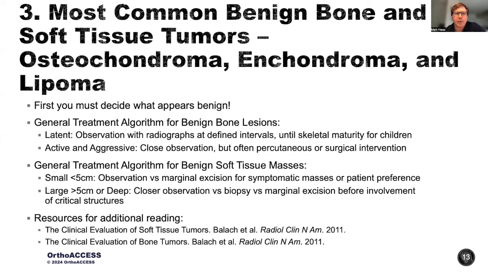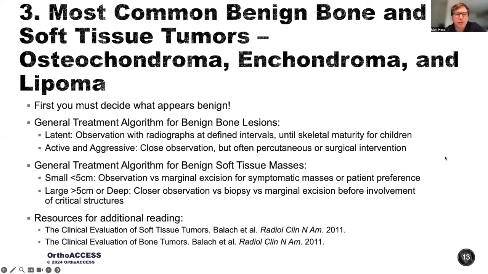As far as most common benign bone and soft tissue tumors, there are many of these. You'll have to kind of read about these as they come up on your rotation, but I do want to touch on, I think, one of the three most common that you might see in clinic and just talk about a general treatment algorithm. So for benign bone tumors, you can have latent, active, and aggressive. For the latent benign bone tumors, you're typically just going to observe these with radiographs at defined intervals until skeletal maturity for children, as these usually stop growing at that point. For active and aggressive, you're going to do close observation, but sometimes a percutaneous or surgical intervention.